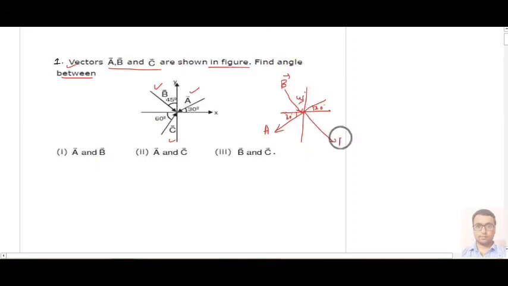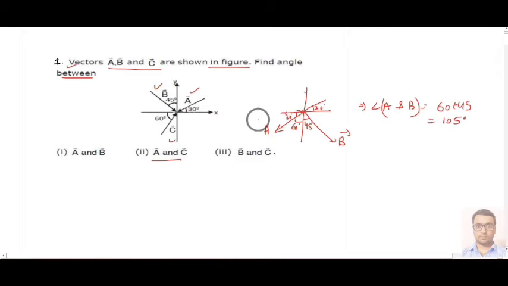We will extend this vector up to here, and by vertically opposite angle property we can say that this angle is also 45. Then the angle between A and B we can easily determine: that will be 45 plus this angle, that is 60. So the angle between vector A and B will be equal to 105 degree.